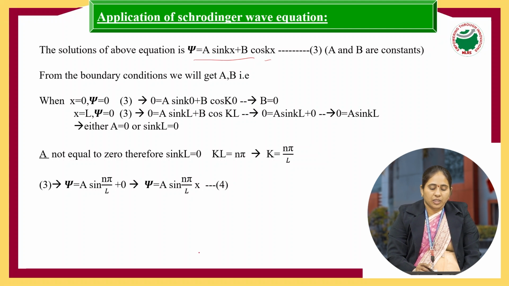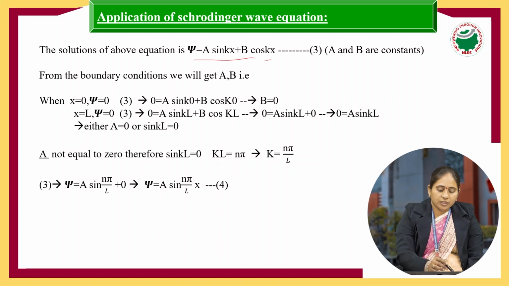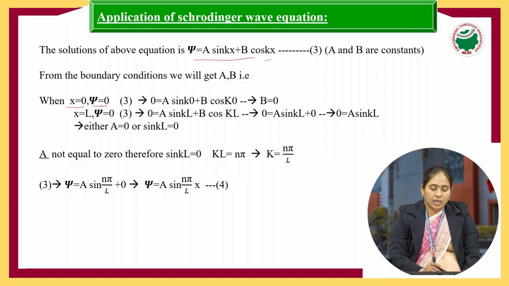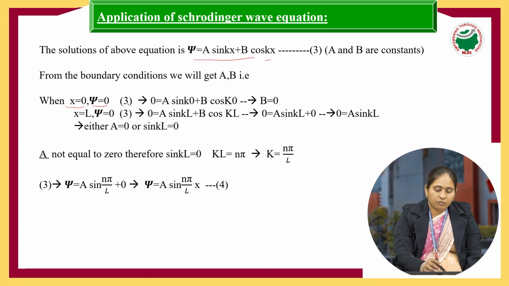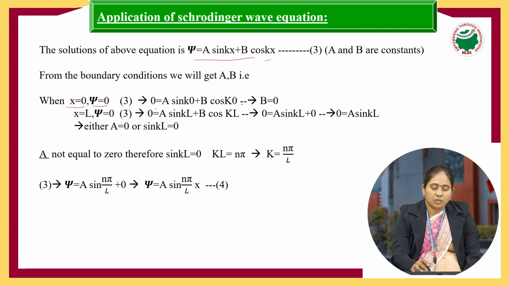So what is the first boundary condition? x equal to 0. So when x equal to 0, what is the wave function psi? At x equal to 0, the particle is not at all moving, so the wave function is 0. So when x equal to 0, what will equation 3 become? LHS will be 0. RHS is A sin kx, in place of x write down 0. So A sin k0 plus B cos 0. Cos 0 is 1, but sin 0 is 0. So obviously you will get B value 0.